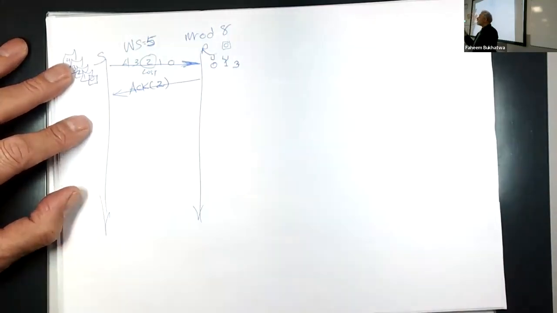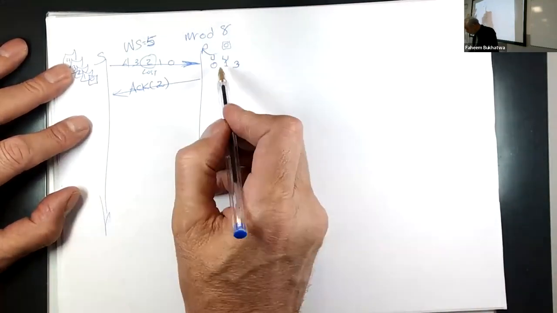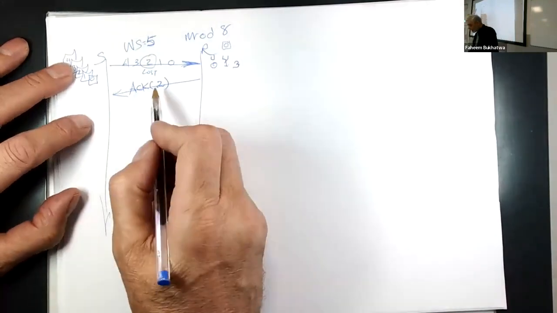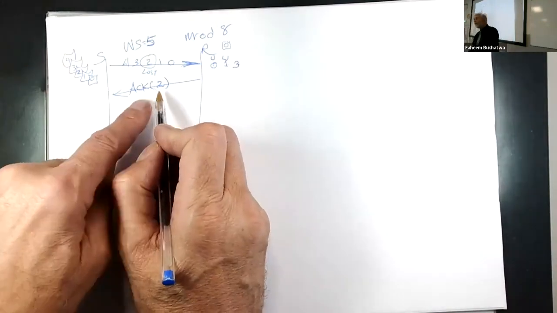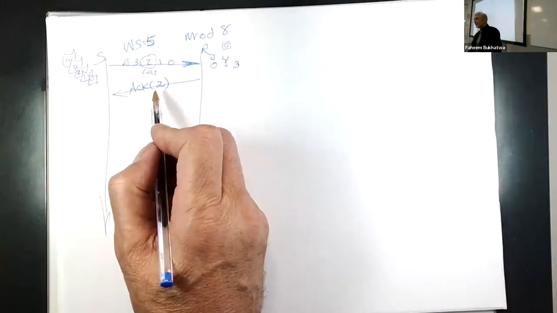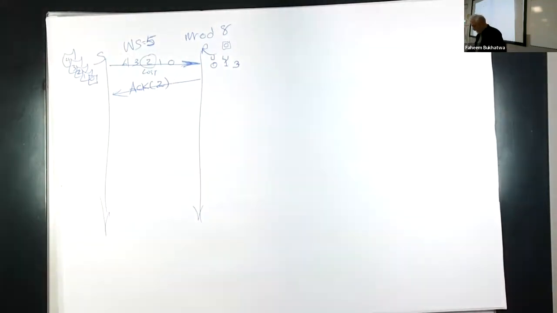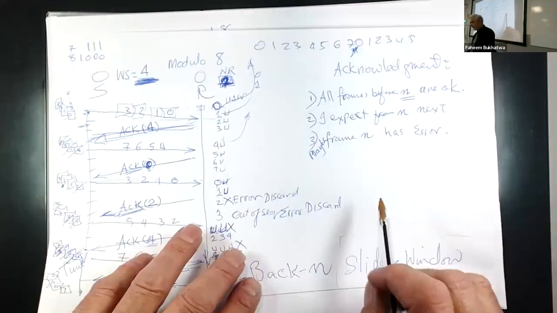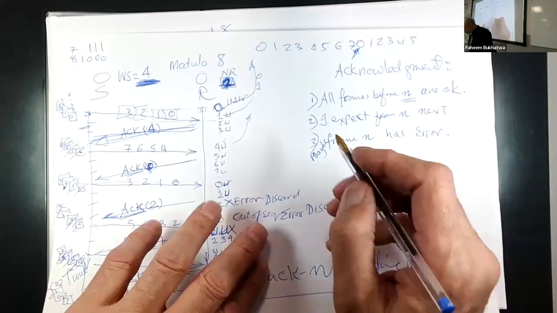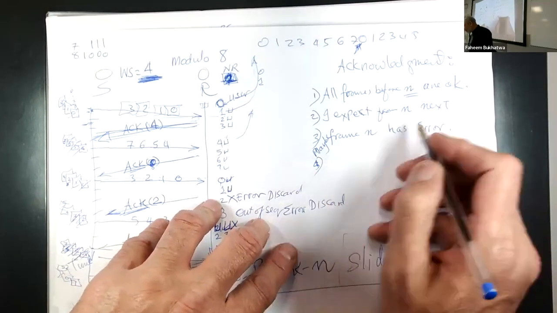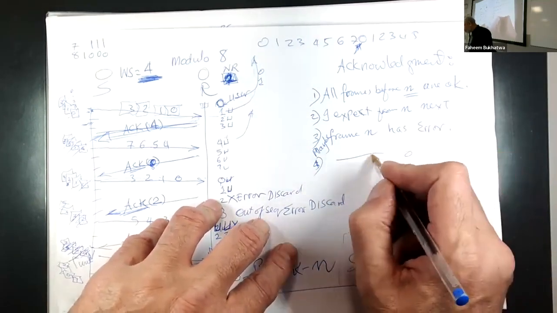Acknowledgement 2 means everything before 2 is good, which is true. We got 0 and 1, perfect. We sent them to our user. And we tell the sender, hey, we're waiting on number 2 from you. That's what we expect to receive from you. Before, we said maybe this frame has an error. This time, we say maybe this frame is out of sequence. What kind of error? It could be an out of sequence error.